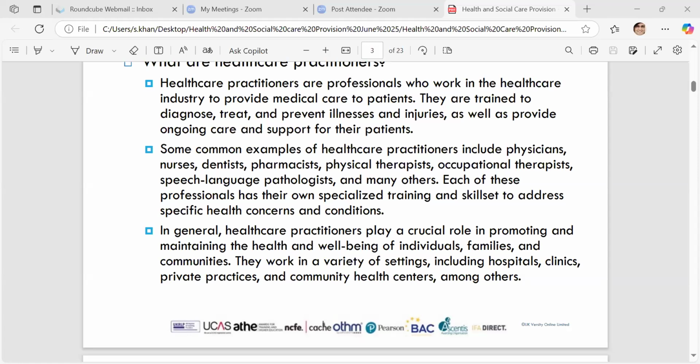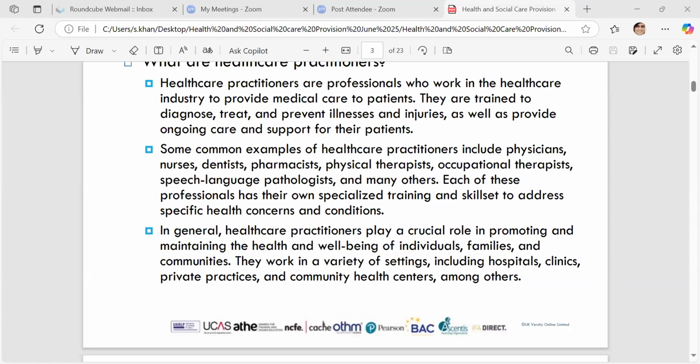And they work in settings. What kind of settings do they work in? What kind of areas do they work in? Could it be in care homes? Yes, care homes, clinics, communities, hospitals, private practices and private GPs.